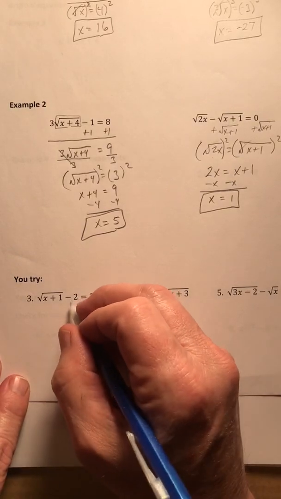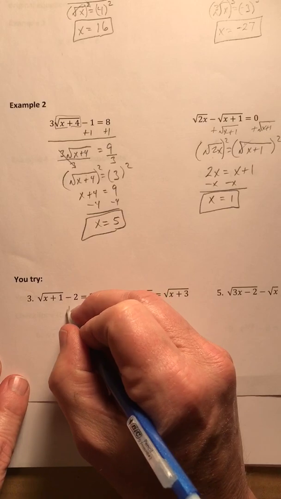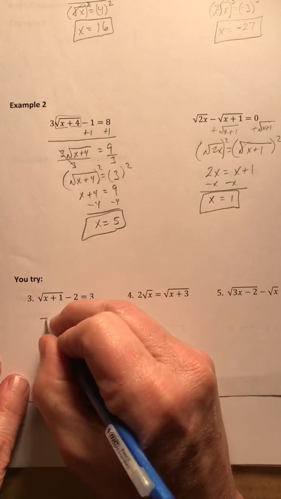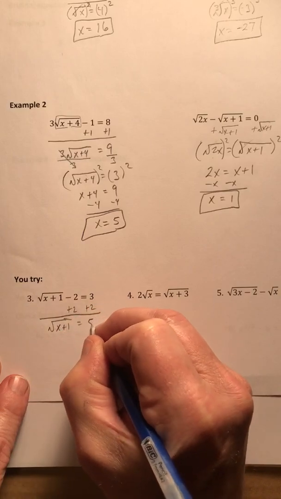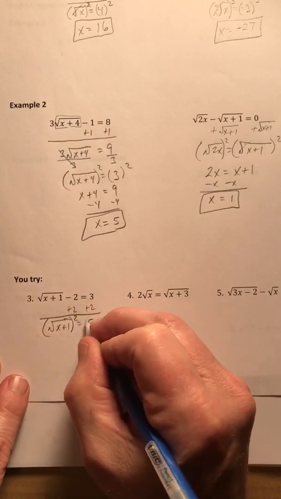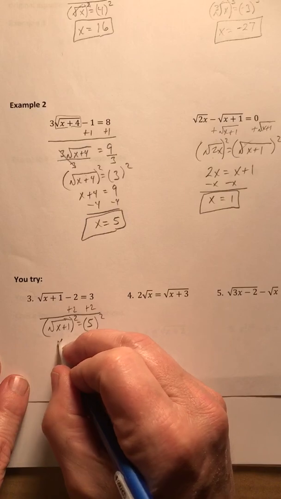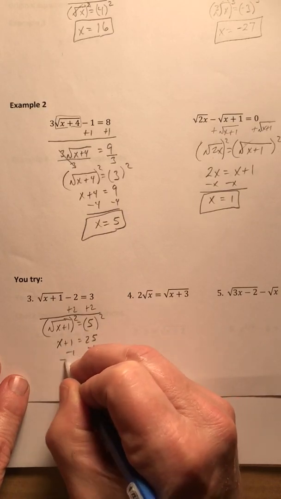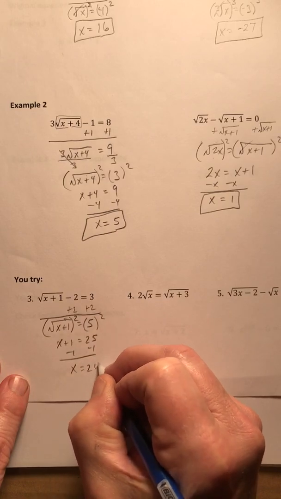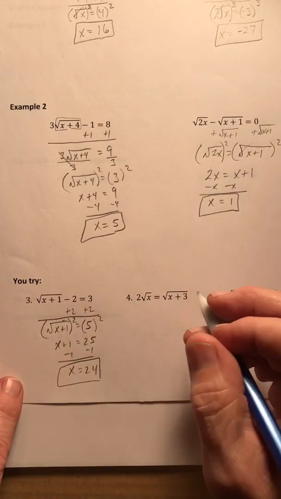All right. So the first one, we would add 2. I got the square root of x plus 1 equals 5. I'm going to square, and I get x plus 1 equals 25. And subtract 1, and we get x equals 24. So we got our answer.